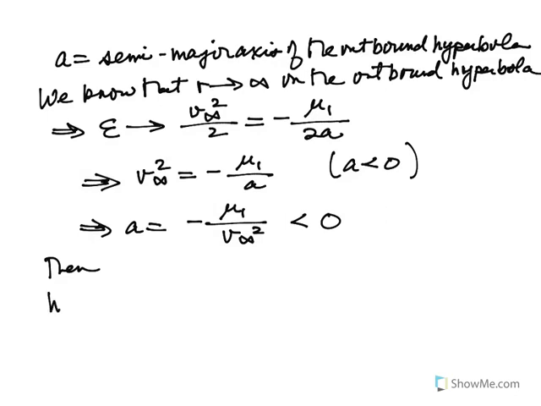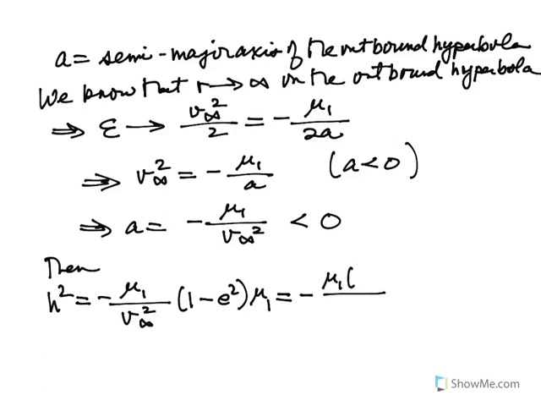So now we get H squared is then equal to minus mu 1 all divided by V infinity squared. That takes care of that, times 1 minus E squared times mu 1, which is then equal to minus mu 1 times 1 minus E squared all divided by V infinity squared, and then that has to equal, in turn, mu 1 times E squared minus 1 all divided by V infinity squared.